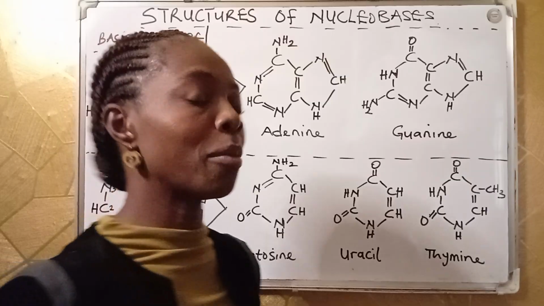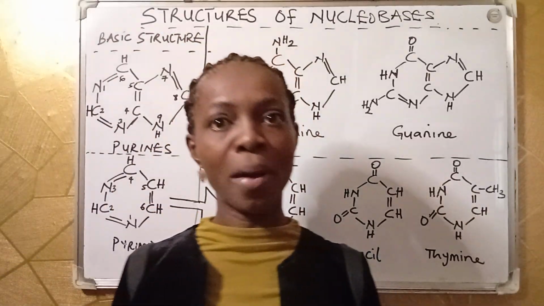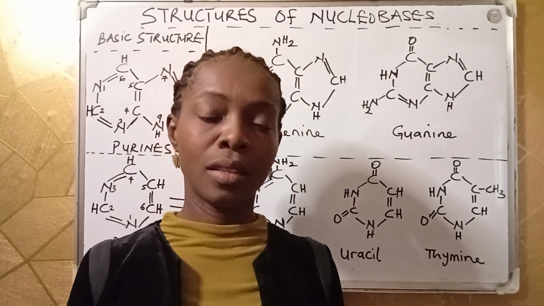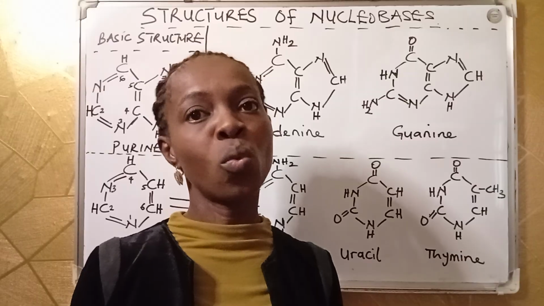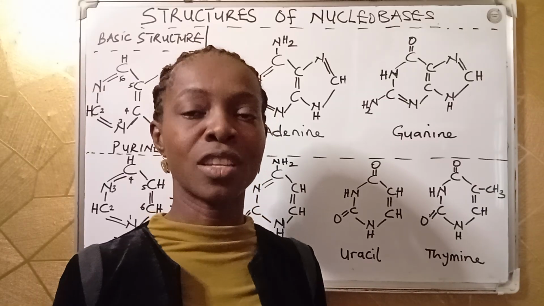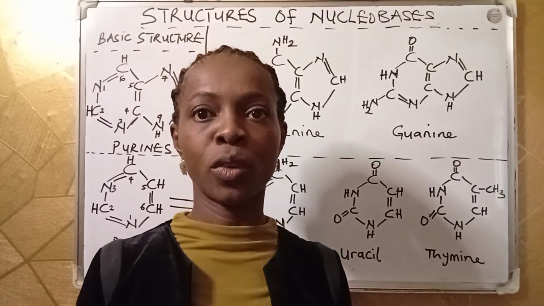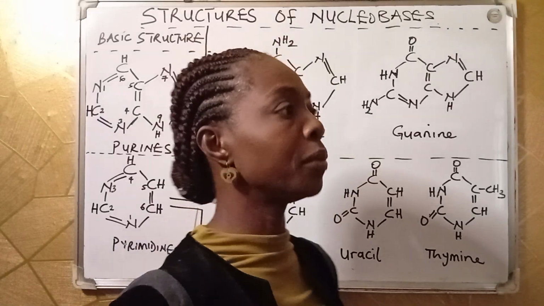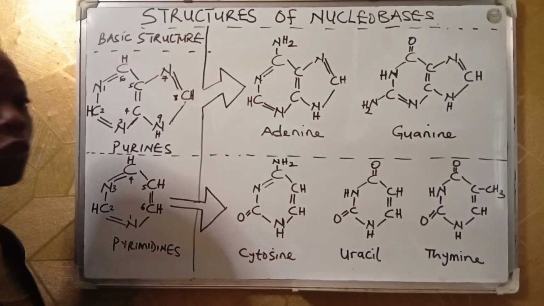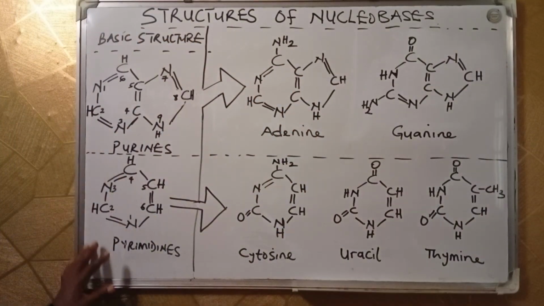Today we shall be looking at structures of nucleobases. We must first of all remember that nucleobases are integral parts of the nucleic acids, DNA and RNA, which we know are essential for survival and the transfer of traits from one generation to another. Nucleobases are basically of two types, the purines and the pyrimidines.